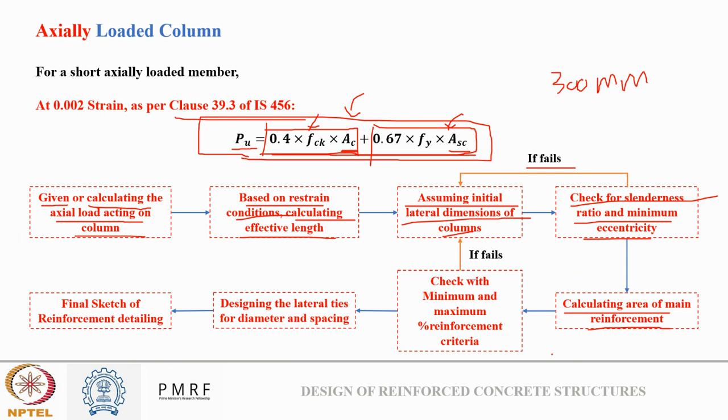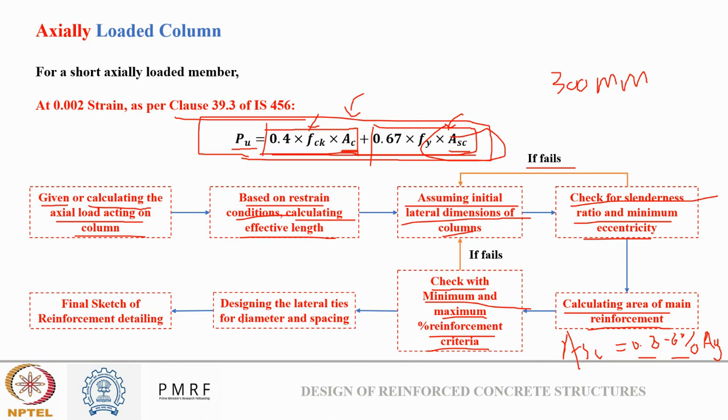How can this be done? I assume Asc as some value between 0.8 and 6% of the total gross area. Based on this assumption, I can move on with the estimation of Asc. Once I have calculated the area of reinforcement, we need to check the criteria of minimum and maximum reinforcement that we need to provide. What are the minimum and maximum reinforcement criteria? This 0.8 and 6%. If it fails, then we need to redesign.